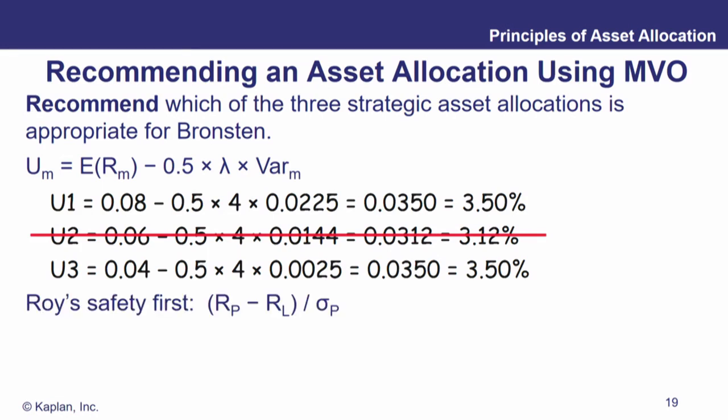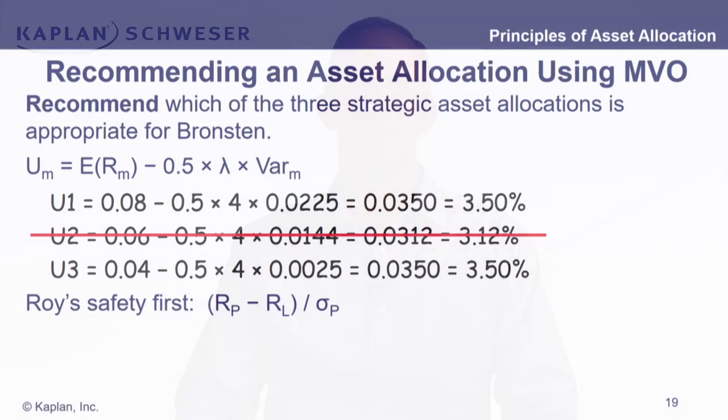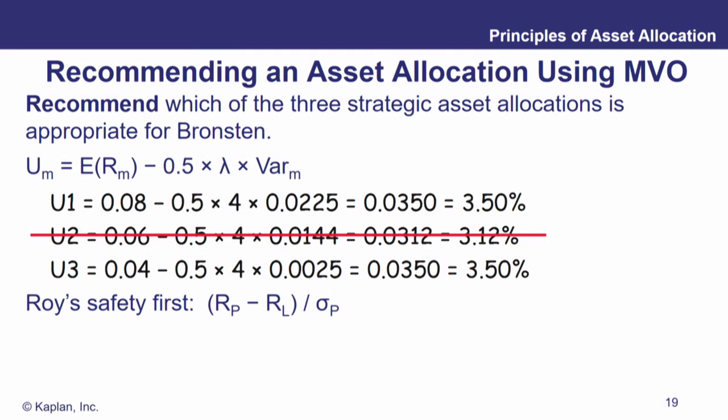Now, if I want to look at Roy's safety first criterion, right? One of her descriptions in wanting an optimized portfolio is to say that she wanted to minimize the probability that her return was below some sort of minimally accepted level or minimal acceptable level. So that's Roy's safety first criterion. So R sub L is going to be the minimum acceptable return. RP is the return of the portfolio. Sigma P is the standard deviation of the portfolio.